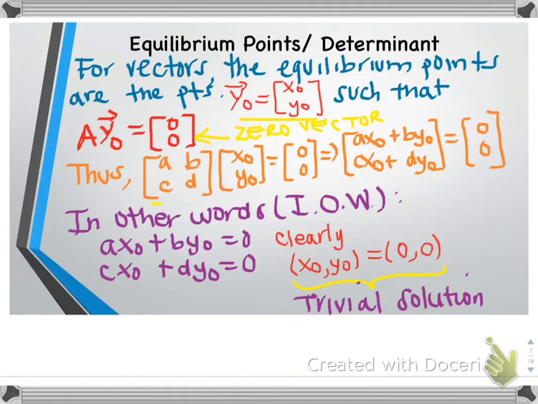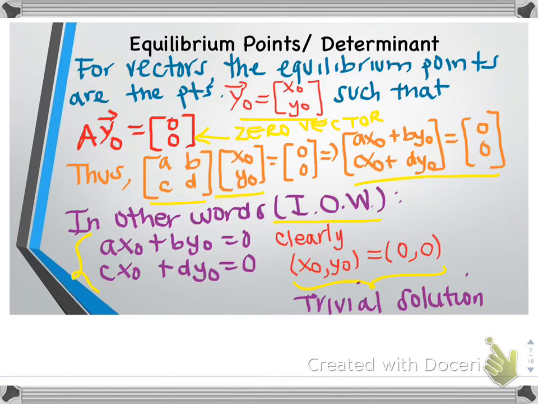And so therefore A, B, C, D. If we take the coefficient matrix and multiply that by x sub 0, y sub 0, and set it equal to 0, 0, then solving this will give us our equilibrium points. In other words, we have this system of equations here, right? Now clearly we see that when both x sub 0 and y sub 0 are equal to 0, we have an equilibrium point. And we call that the trivial solution.